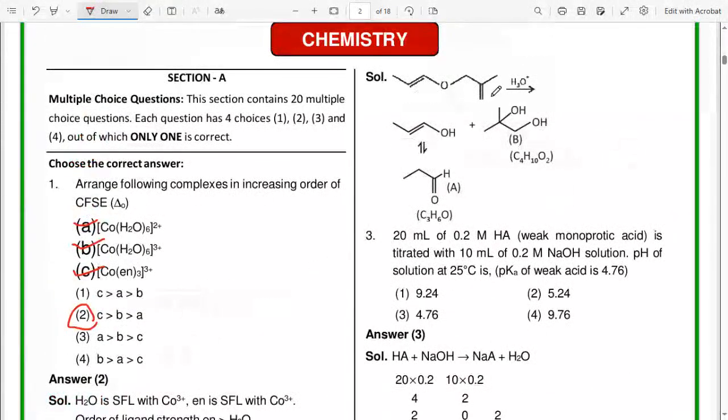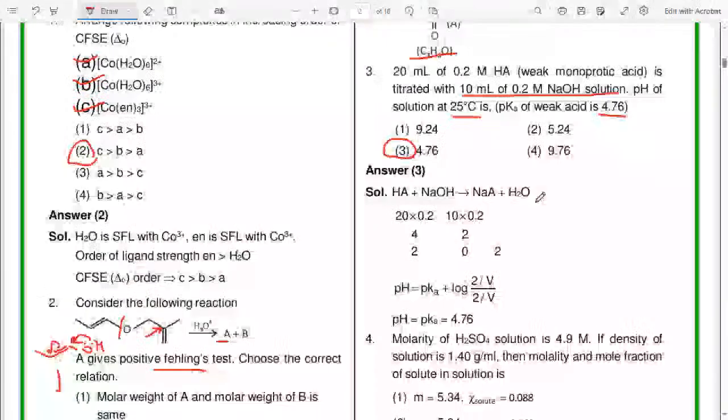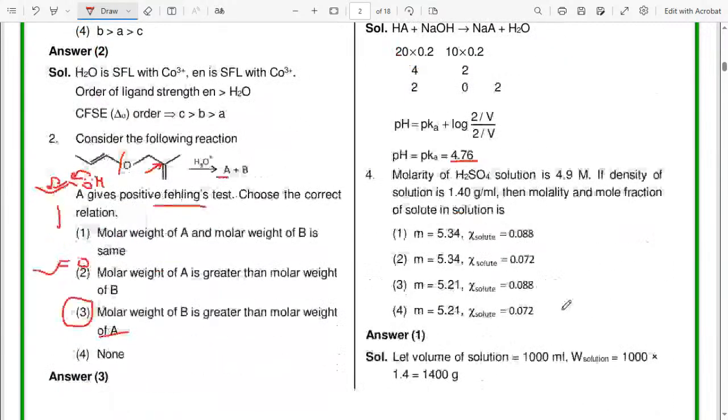The solution is given here. Break here, on this side you are going to get an alcohol and on this side also an alcohol, so you get vinyl alcohol plus water. 20 into 0.2, 10 into 0.2, upon solving you are going to get 4.676 pKa. Yes friends, next question number 4.